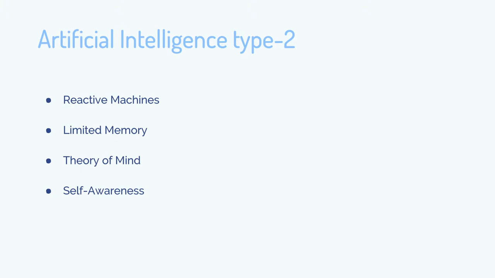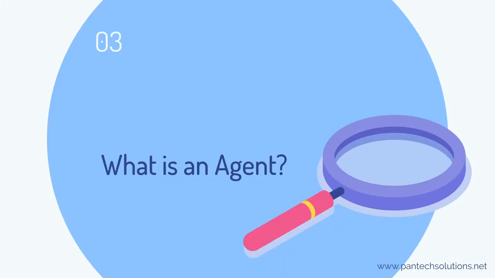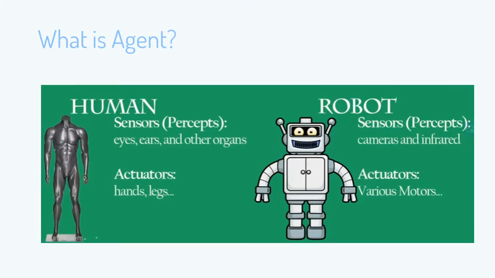Then we will see about agents, because if you want to achieve 100% AI, we need these agents. Agents are one of the important things. They play the role of AI technology. First of all, you need to know what an agent is. Here we have a simple example: on the left side we have a human being, on the right side a robot. What do we need to replace a human being in technology?